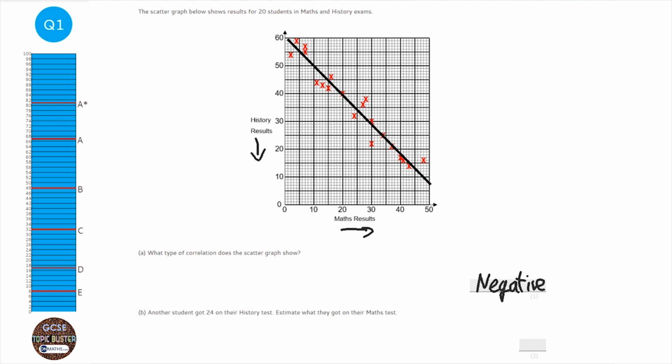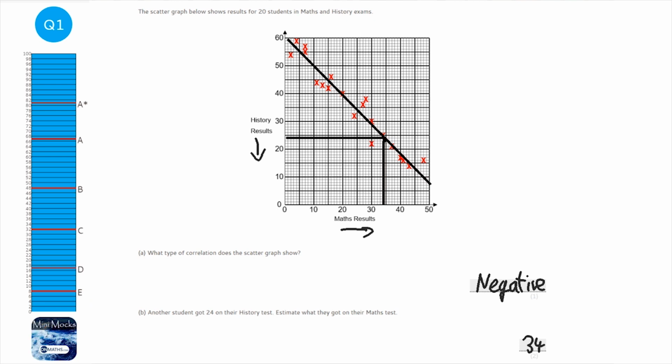Now, question B says another student got 24 on their history test. Estimate what they got on their maths test. So the most common mistake here is not reading the axis. The history test results are on the left-hand side, not the bottom. And the way of doing this and making sure we get the mark is just draw a line across from 24. Now, my ruler is a bit thick, so hopefully I'll get it. There we go. So you draw a line across where it hits the line of best fit, and a line down from that point. So let's try and get this semi-right. There we go. Okay, and so reading off, that person we predict will get 34.